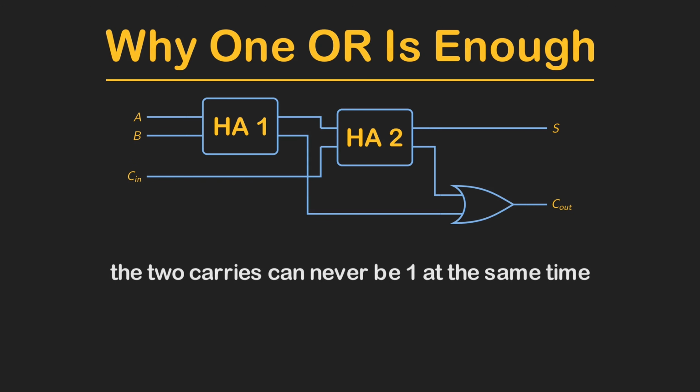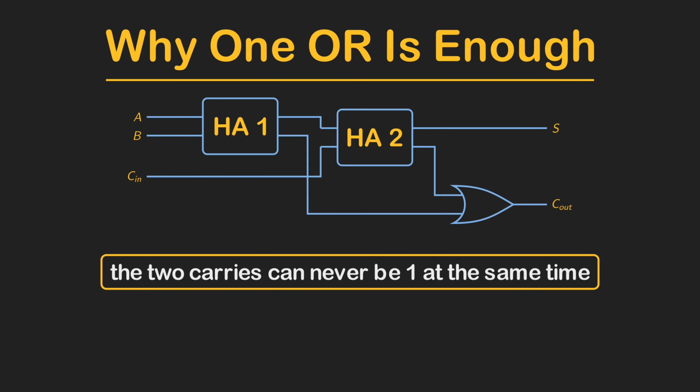The claim: the 2 carries can never be 1 at the same time. Follow the chain. Suppose the first carry fires. That means A and B are both 1. But then the partial sum A XOR B is 0. And the second carry is that partial sum and the carry-in: 0 and anything is 0. Done. If the first stage carried, its sum is 0, so the second stage has nothing to carry. The two carries are mutually exclusive, always. There is no collision for OR to lose.